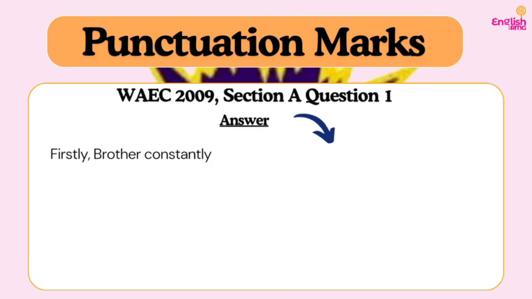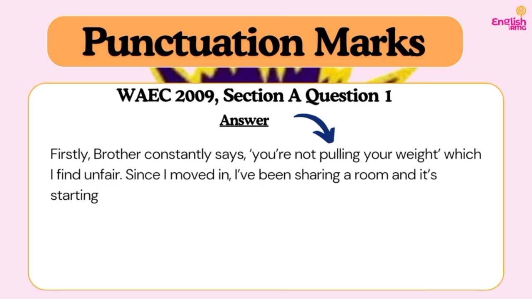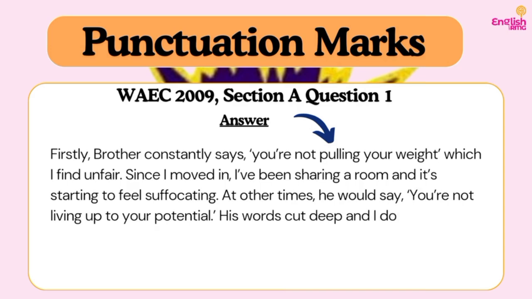We have, 'Firstly, brother constantly says...' Okay, I need you to understand that this is actually one of the paragraphs that I'm imagining I will write if I'm going to answer that question. This is not the beginning. So let's say after the introductory paragraph, then I have this: Firstly, brother constantly says, 'You are not pulling your weight.' You can see that I wanted to quote what brother constantly said to me that made me feel like, okay, I can no longer stay with him. So I have to put it in what? In quotes, because I'm saying it exactly the way he says it to me, which I find unfair.